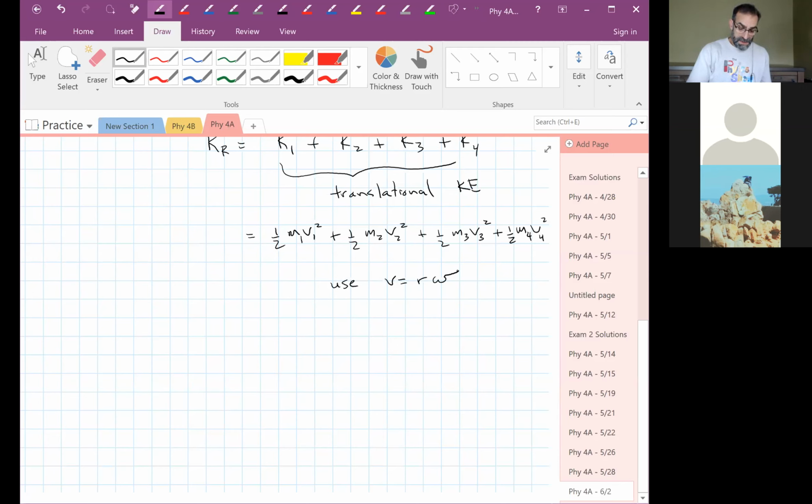All right, we're going to use v equals r omega. I've got 1/2 m (r omega) squared, 1/2 m... It's a good thing I only have 4 of them, right?